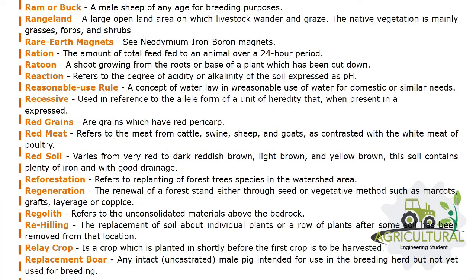Ram or buck, a male sheep of any age for breeding purposes. Rangeland, a large open land area on which livestock wander and graze. The native vegetation is mainly grasses, forbs, and shrubs. Rare earth magnets, see neodymium iron boron magnets.